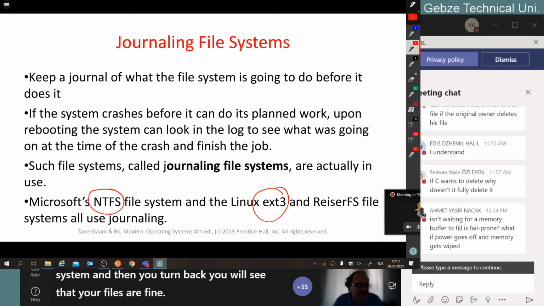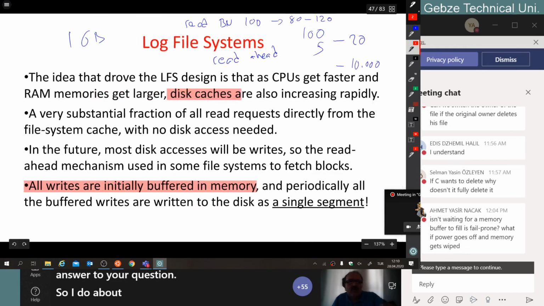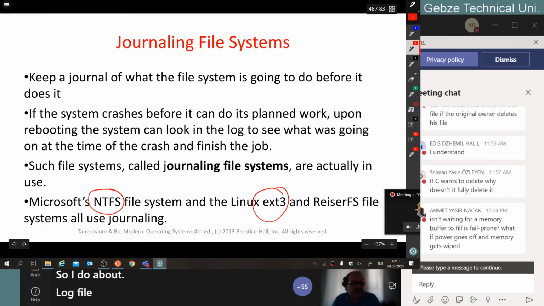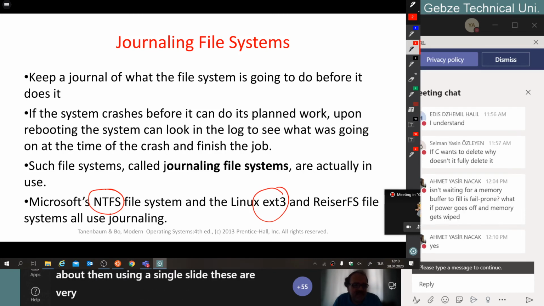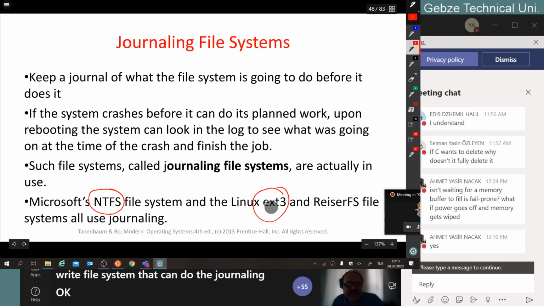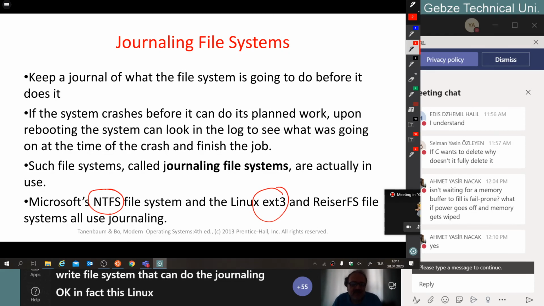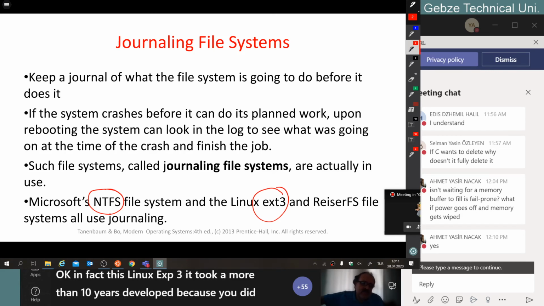Okay, so Ahmed, is this kind of an answer to your question? Do both log file systems and journaling file systems work at the same time? Well, I am just talking about them using a single slide. These are very complicated things. It is not easy to write a file system that can do the journaling. In fact, Linux ext3 took more than 10 years to develop because you need to keep compatibility with ext2, right?